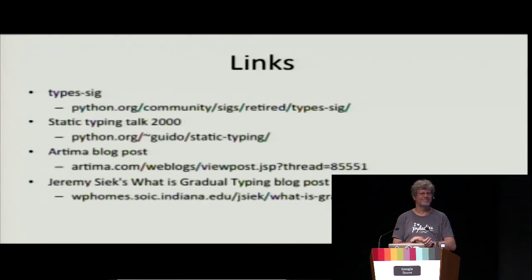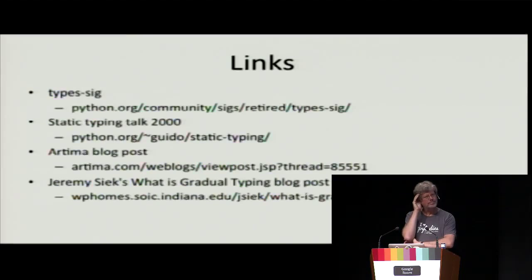I have two questions, actually. The first question would be, is there any way to express covariance and contravariance? Yes. Great. I didn't get to this, but it is in the PEP. You can have invariant, covariant, and contravariant type variables. The default is invariant.